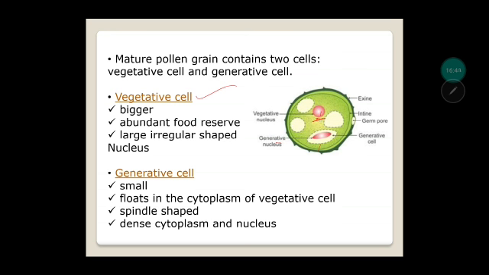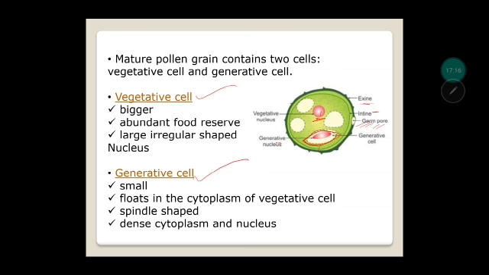Vegetative cells are bigger in size as compared to the generative cell, and they have an abundant amount of food reserve. It is generally larger in shape than the generative cell. Now the generative cell generally floats. You can see it is spindle shaped, okay? And it is floating in the cytoplasm of the vegetative cell. It too has dense cytoplasm and a nucleus. You can see over here the exine, intine, and germ pore, which we talked about, where sporopollenin is absent.